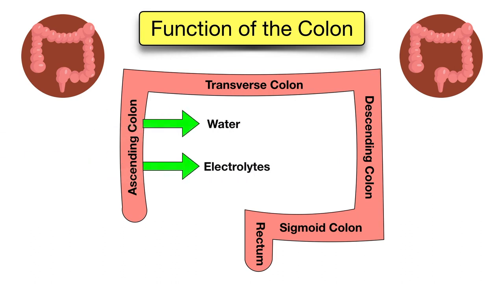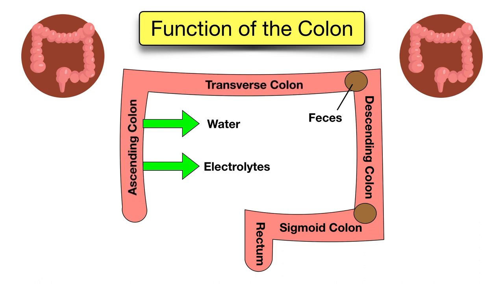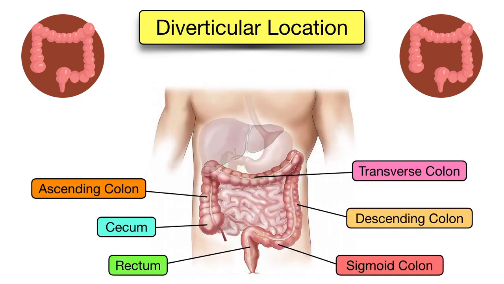The function of the colon is to absorb water and electrolytes from the small intestine output and convert it into solid feces. The majority of the large intestine water and electrolyte absorption occurs at the ascending and transverse colon. However, it's important to remember that the majority of water has already been absorbed by the small intestine. Now that we have a good understanding of the colon, let's talk about diverticular disease, starting with the location.